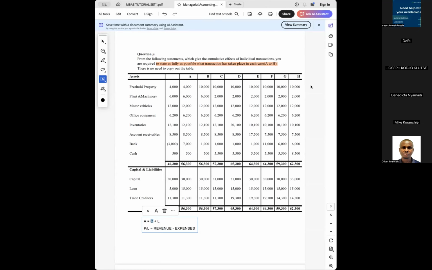Okay. Let's talk about inventory. Inventory is what the business buys and sells, right? The stock, the goods that the business trades in. So if the business goes to buy inventory, inventory will increase. Then there are about 3 different ways that inventory could be purchased.